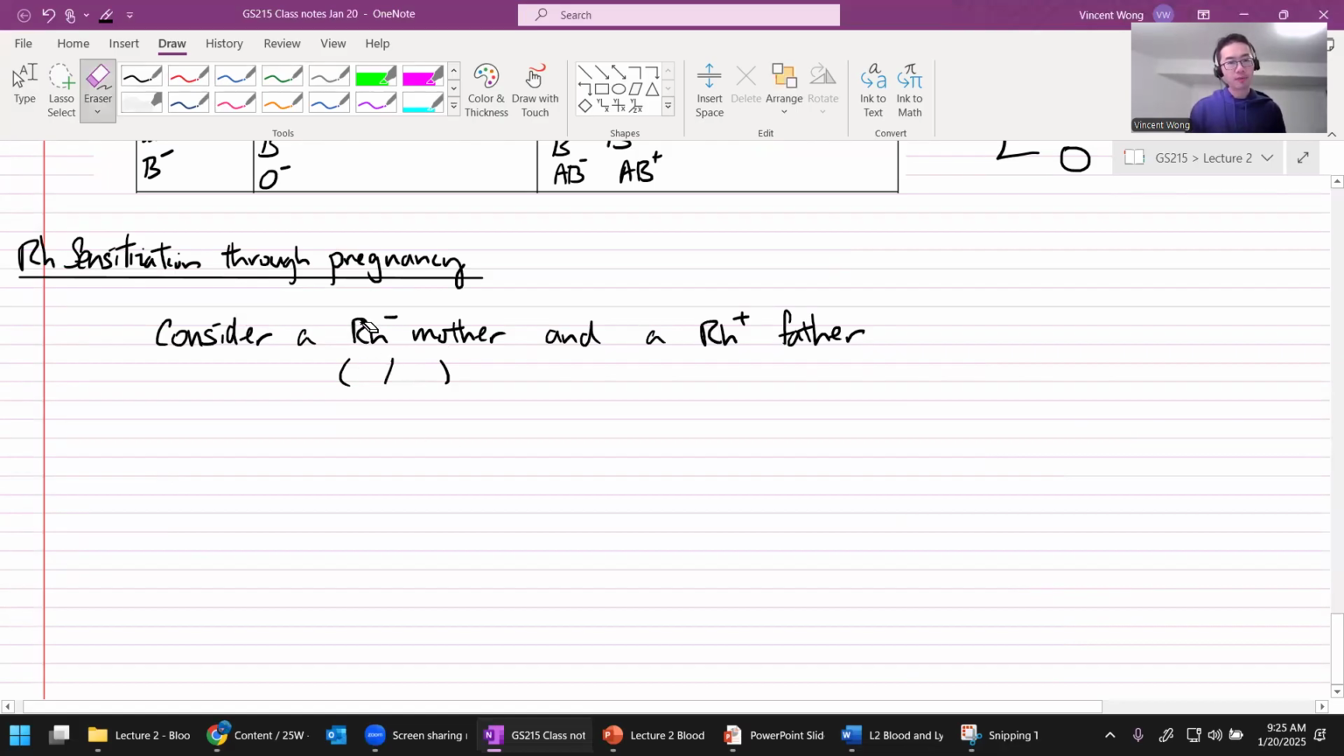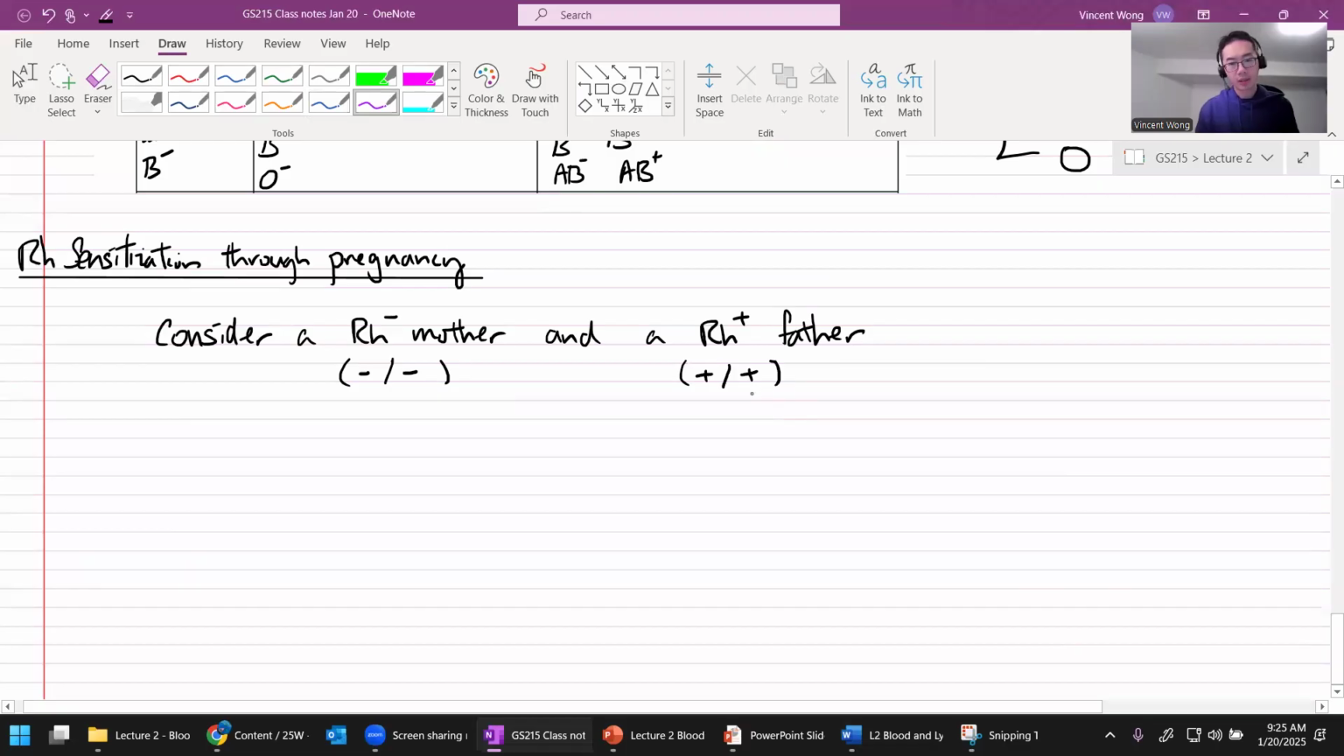What's the genotype for the Rh negative mother? That's it. Negative, negative, right? There's only one way for her to be negative. For the father, though, he could be positive, positive, or positive, negative. To make things easier, we're just gonna assume he's positive, positive.